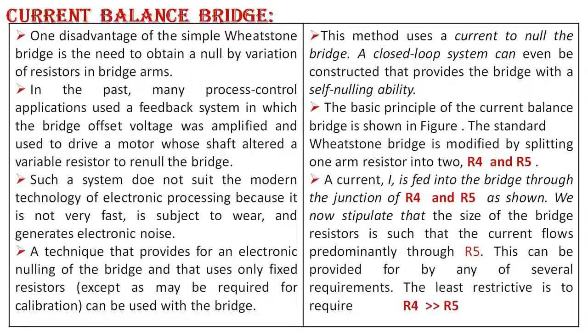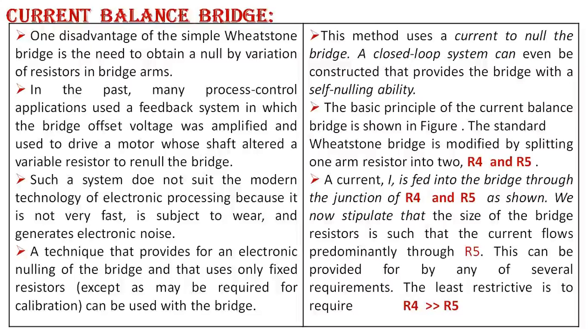Now, next one is the current balance bridge. One disadvantage of the simple Wheatstone bridge is the need to obtain null by variation of a resistor in the bridge. In the past, many process control applications used a feedback system in which the bridge offset voltage was amplified and used to drive a motor whose shaft altered a variable resistor to re-null the bridge. Such a system does not suit the modern technology of electronic processing because it is not very fast, is subject to wear and generates electronic noise.